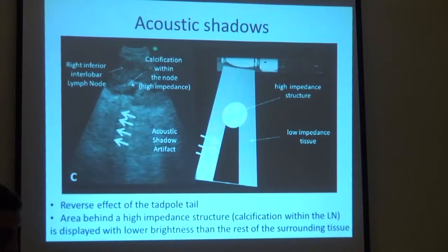metal piece. So these would actually also create an interface where the ultrasound wave would travel at different speeds, and then you will get this acoustic shadow artifact that occurs beyond it. So you have now a hypoechoic signal after this hyperechoic structure here.